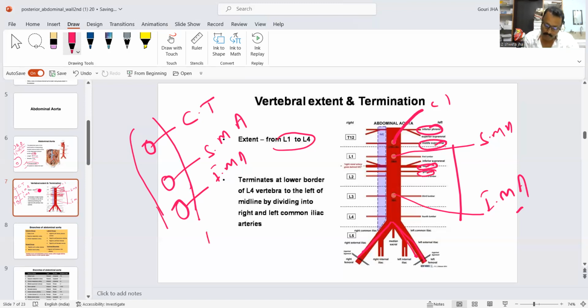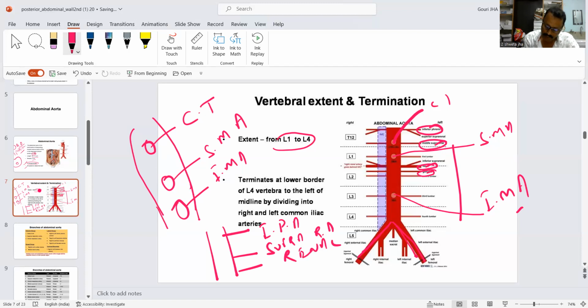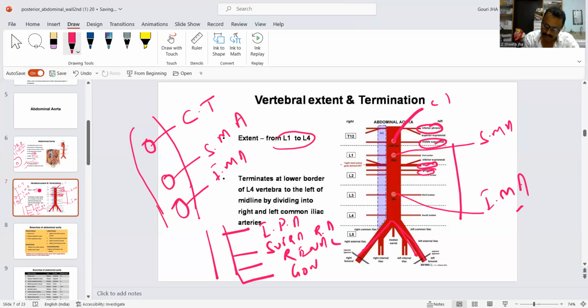So, talking about the lateral aspect, we have first the inferior phrenic artery. Next we have the suprarenal artery. Third, we have the renal artery. And the fourth one is the gonadal artery. So they are the four branches coming from the lateral aspect of the abdominal aorta.